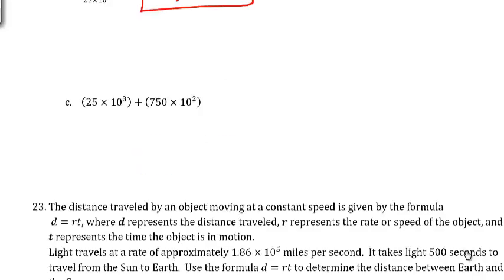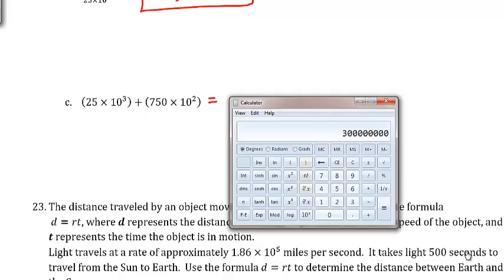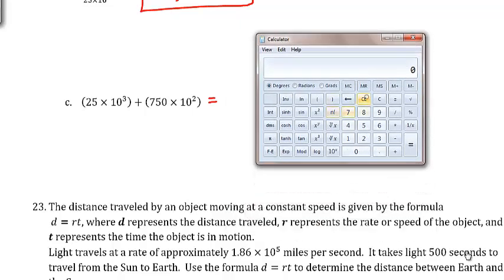And now our next one, 25 times 10 to the 3rd plus 750 times 10 to the 2nd. So let's bring up our calculator again and type that in. First clear off our old one, so we want a parentheses, and then 25, and I'm going to hit my power of 10 button, and the power is 3. Close off my parentheses, hit plus, and then another set of parentheses, and then we have 750, and then my power of 10 button, and my exponent is 2. And then I'm going to close my parentheses and hit equals, and I have 100,000.